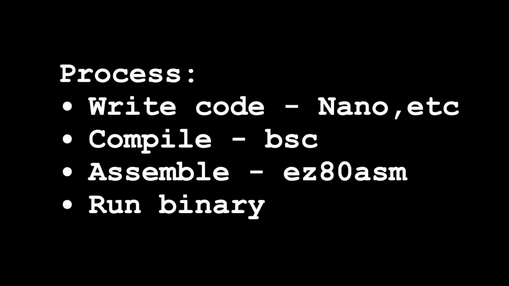So here's the process. You write your code with Nano or whatever text editor you prefer. You compile that with the B Simple compiler, and it produces a file which you can then assemble using the Easy-AT assembler. Once that's done, you get a binary which you can run natively on the Agon.